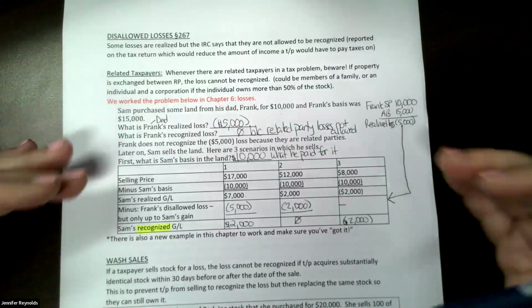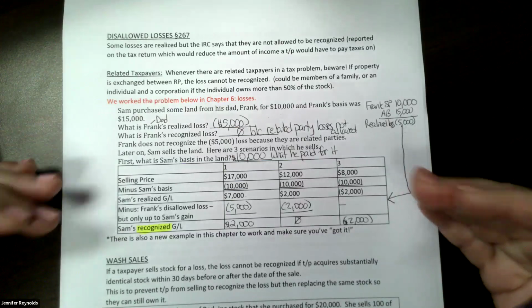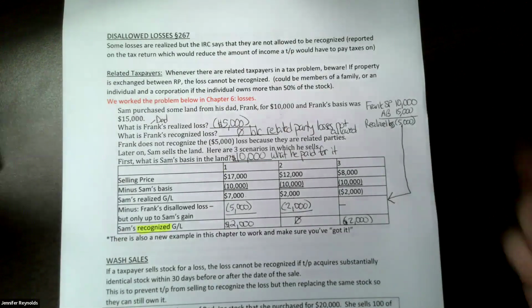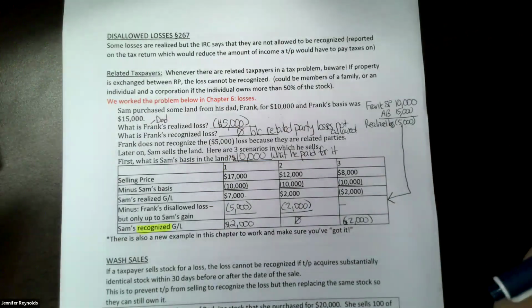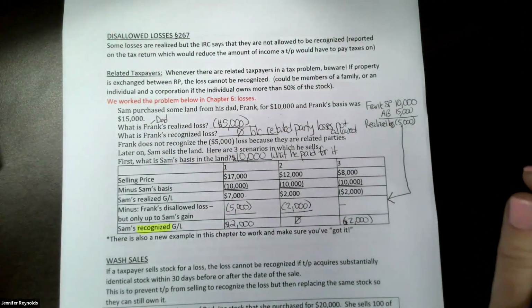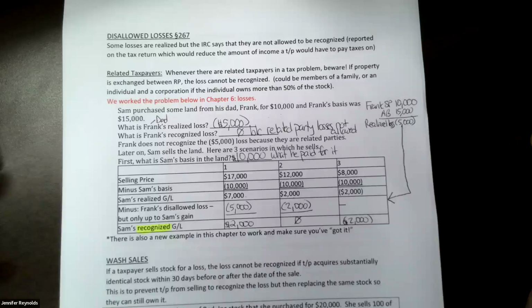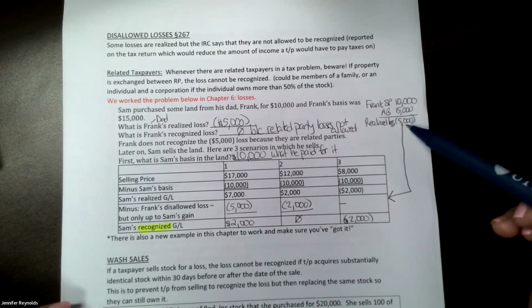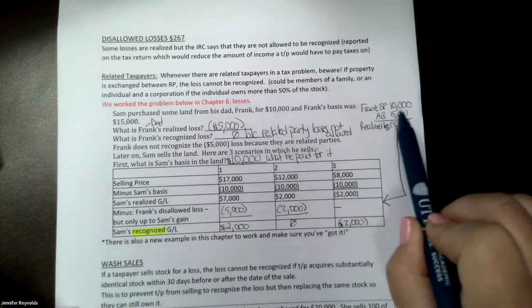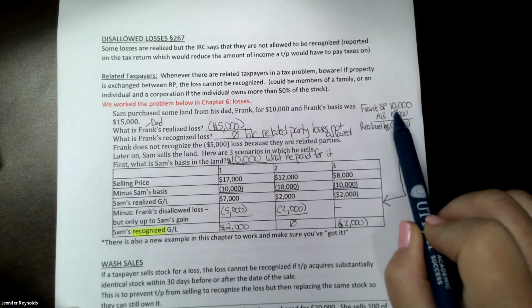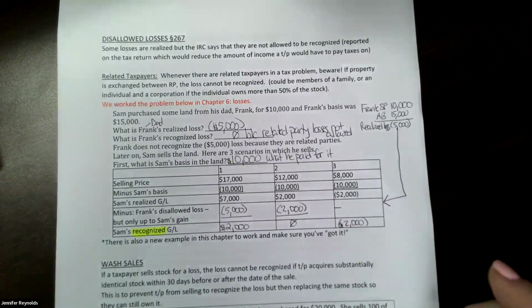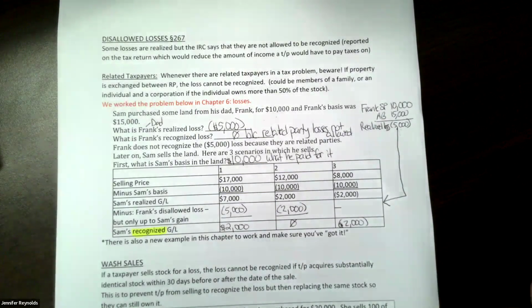hey, unless you really want this land to be in the hands of your son, and sometimes they do, right? It's family property. I don't care what the tax implications are. I want it to be in my son's hands. But otherwise, if you're just getting rid of it, sell it to a third party. Let Frank be allowed to recognize this loss, and then he'd still have 10 grand he could give his kid or sell something else to his kid or whatever. So just tax implications we need to be aware of.